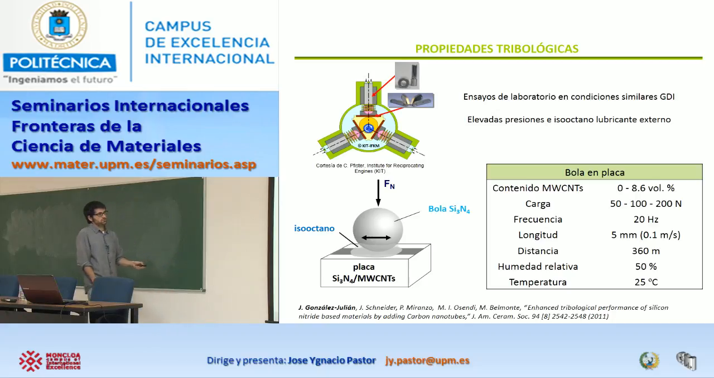High loads, 50 to 120 newtons, with a frequency of 20 Hz. This movement, because it is a reciprocating movement, is just 5 millimeters. That means that during 1 hour, which I think was the duration of the experiments we did, the total distance is 360 meters. We control the relative humidity, because it was in Germany and the humidity is also so high, so it should be controlled. In that case it was at room temperature in the chamber, but of course where the contact is, the temperature is so high.